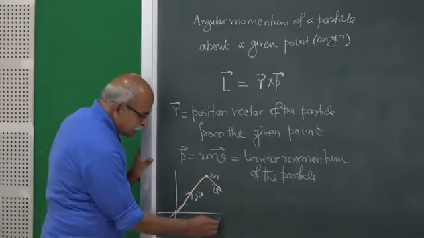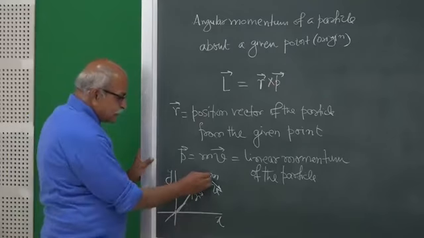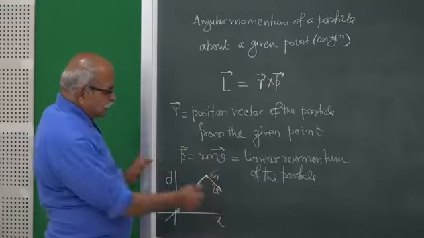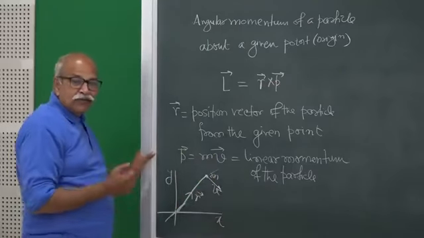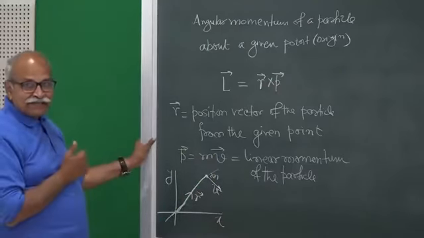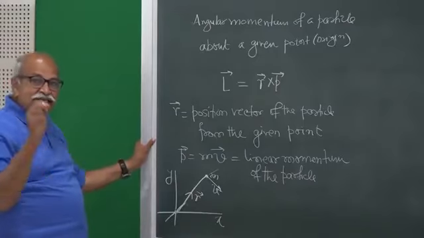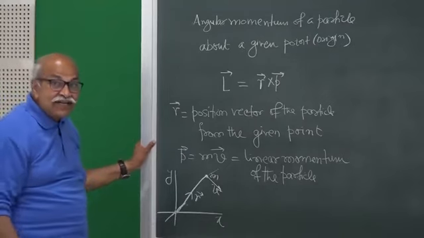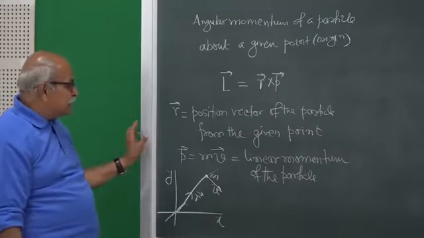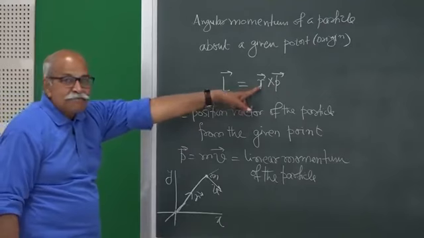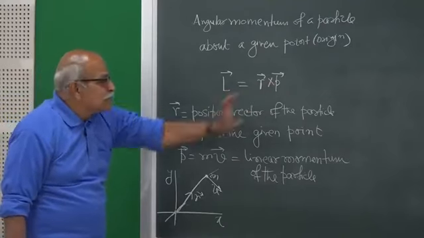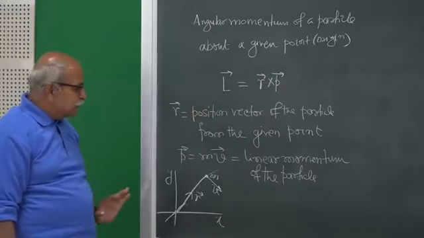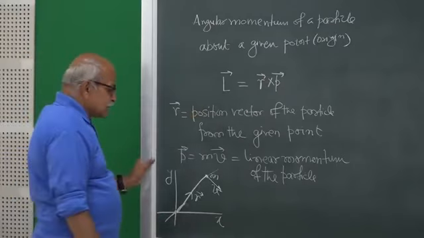In this diagram, if this is the x axis and this is the y axis, then this r cross p, p will be in this direction, will be going into the board, minus z direction. So, angular momentum is a vector quantity, it has a magnitude and a direction, and the direction is perpendicular to this r vector and perpendicular to this linear momentum vector. So, that is angular momentum defined about that particular point.